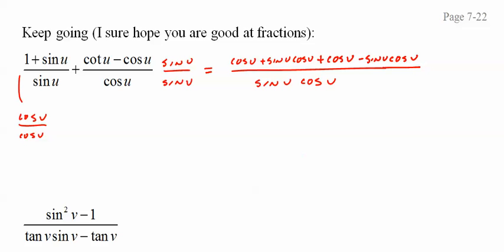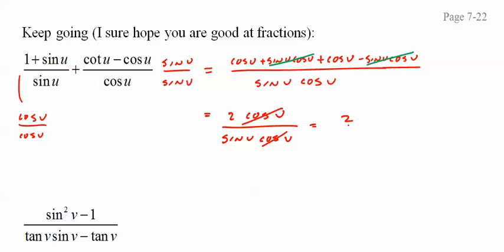So the number one question I get is, well, how did you know to do that? And the answer is, I don't know. I'm just playing. Sine of u positive cosine u, sine of u cosine u negative, going to cancel. And I am left with 2 cosine of u over sine of u cosine of u. Hey, look at that. These cancel.